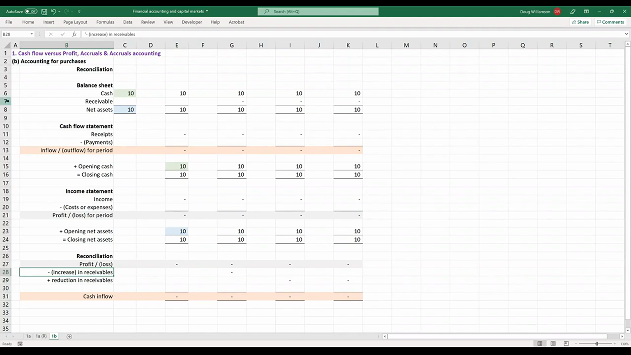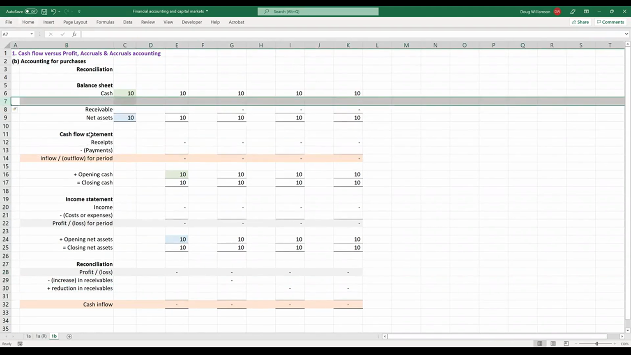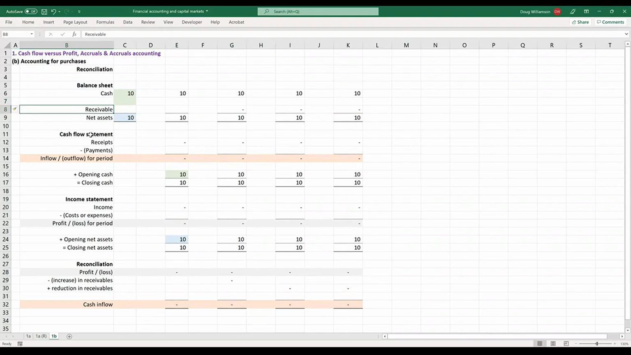Let's put the payables in at this point. So if we make a sale on credit, we get a receivable. If we make a purchase on credit, we can end up with a payable. So let's put the payable, a liability, a negative item, into our balance sheet.